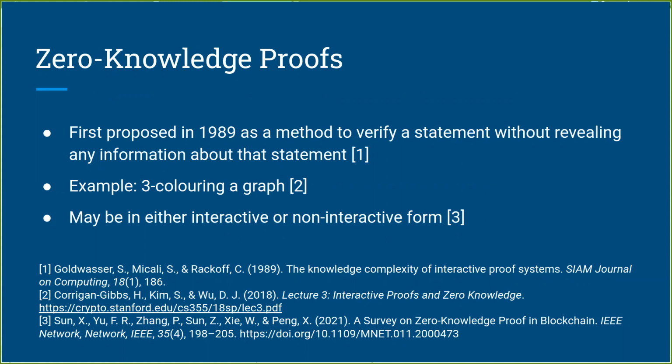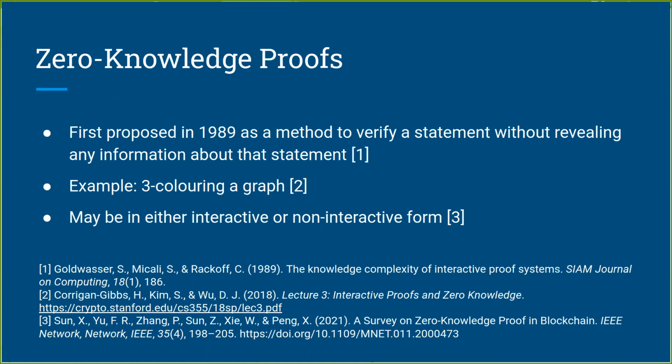Since then, many ZKP protocols used in modern cryptography are based off the interactive protocol that Goldwasser et al. developed. One common example of a zero-knowledge proof is three-coloring a graph. This is performed over multiple rounds as a prover makes statements to a verifier who either accepts or refutes the prover's statement. A full mathematical proof may be found in reference 2.